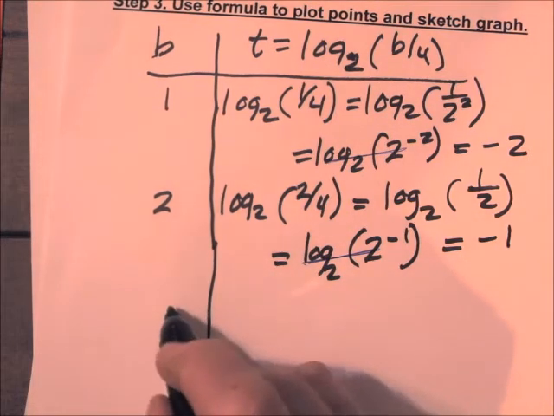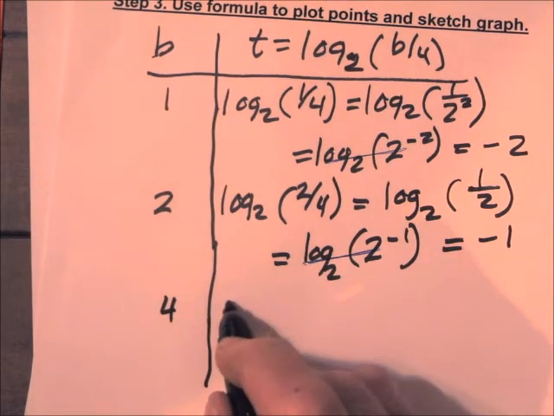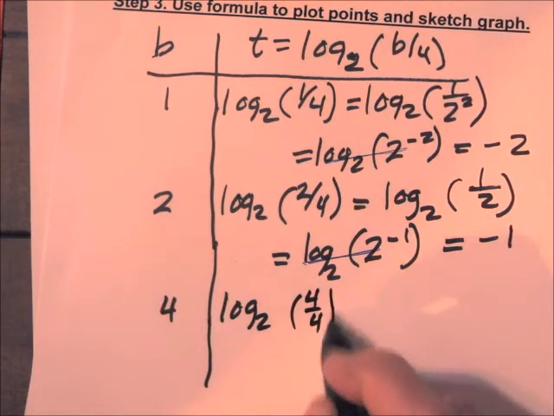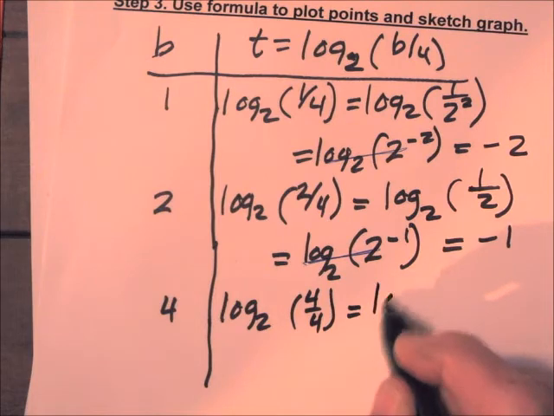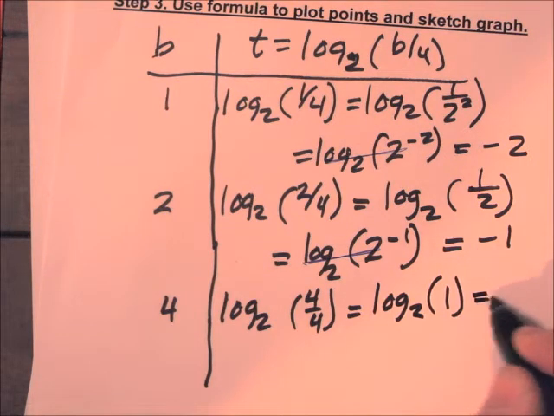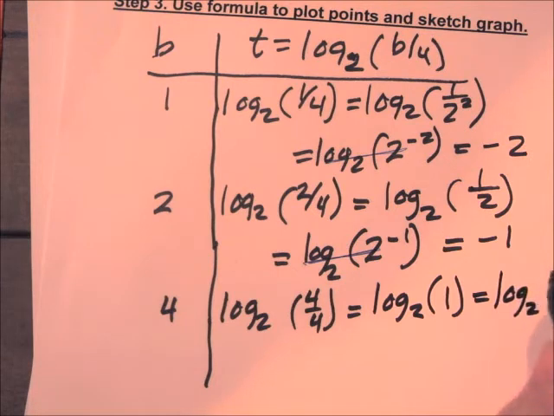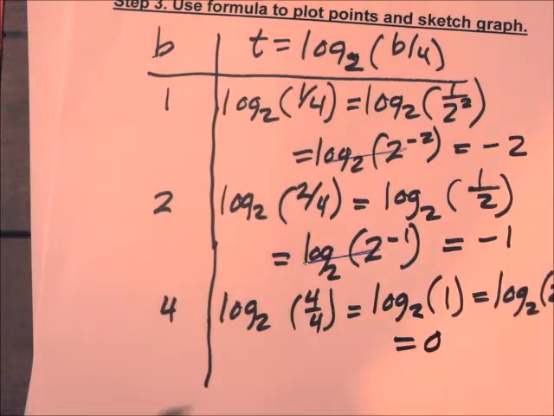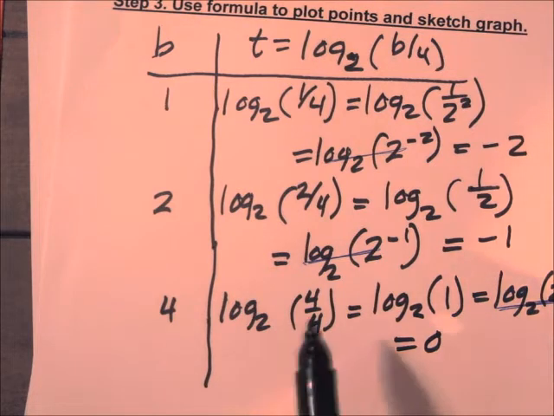And then when B is 4 bacteria, the time is going to be log base 2 of 4 over 4. 4/4 reduces to 1, log base 2 of 1. 1 is 2 to the 0 power. Any number to the 0 power is 1. And log base 2 and exponent base 2 cancel, and that gives us 0.